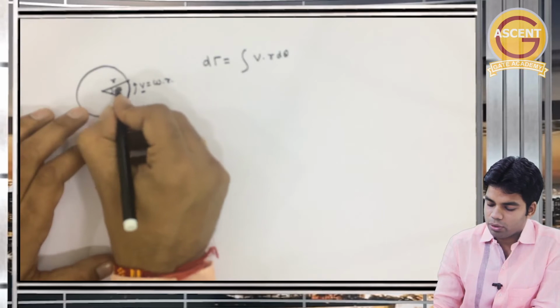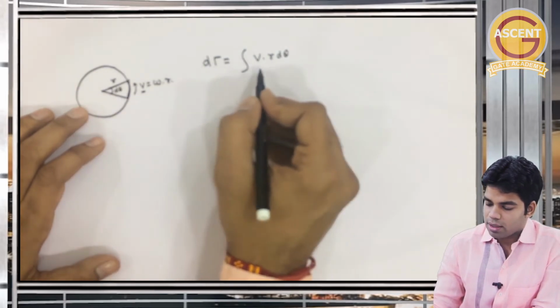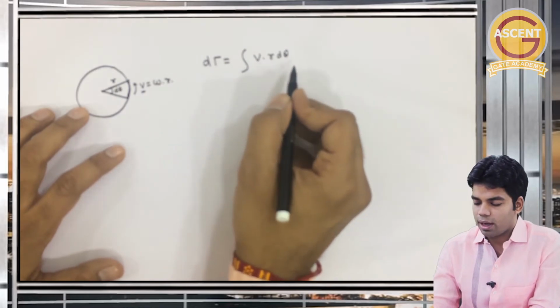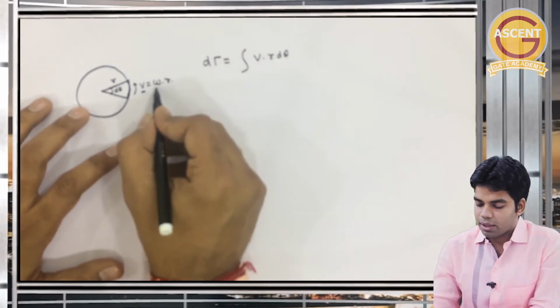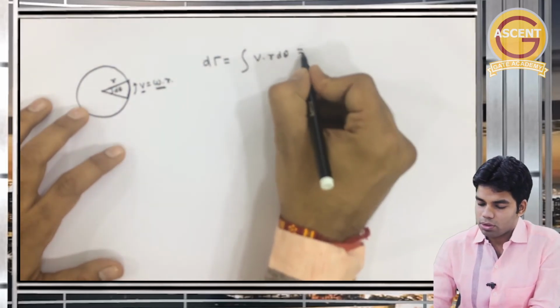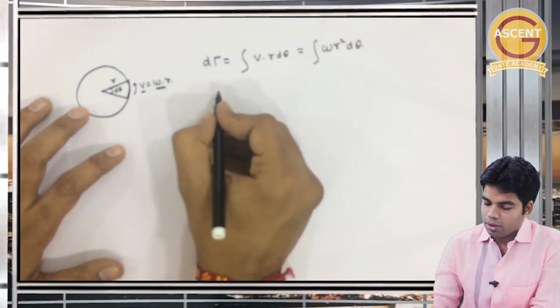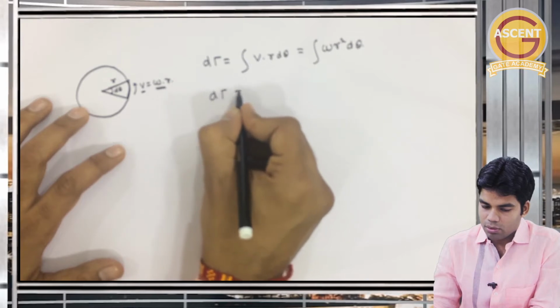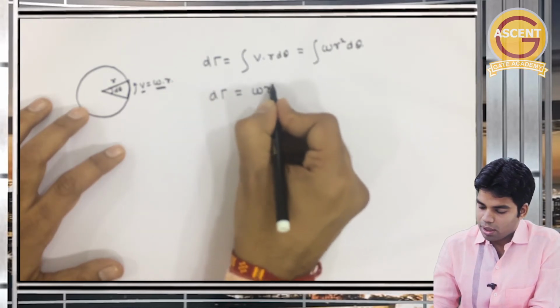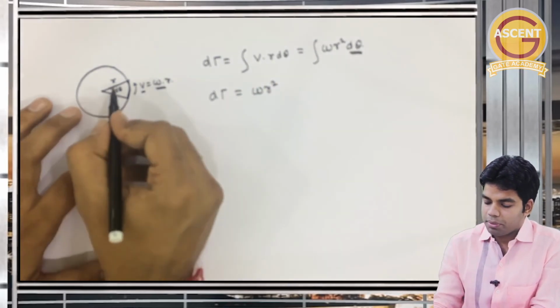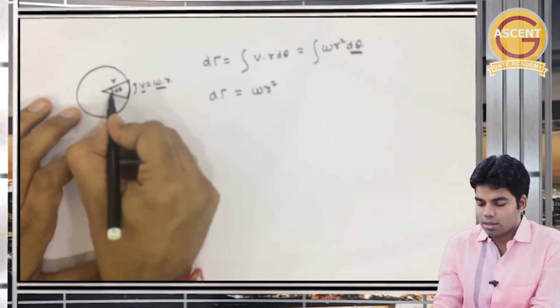Arc is equal to angle into radius, so this distance arc is equal to r into d theta. So this d circulation is equal to integration of v r d theta. Now v can be further written as omega into r, as we know, so this will be integration of omega r square into d theta. So from here, this d circulation will be equal to omega r square into the integration of this d theta. D theta is a small angle.